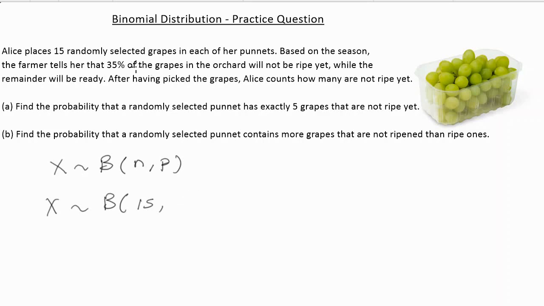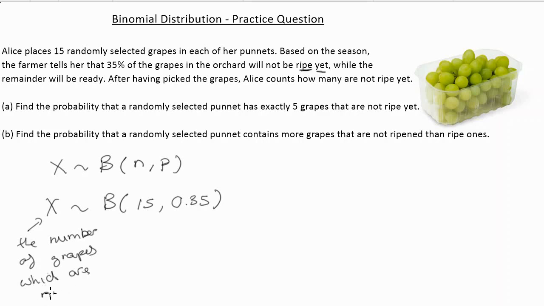The probability would be what we're given in the question. We just change that into a decimal, 0.35. But importantly, this is the probability of success, and this is defined as the number of grapes that are not ripe. Therefore, this will be the number of grapes which aren't ripe.